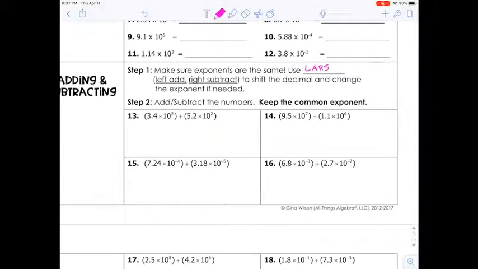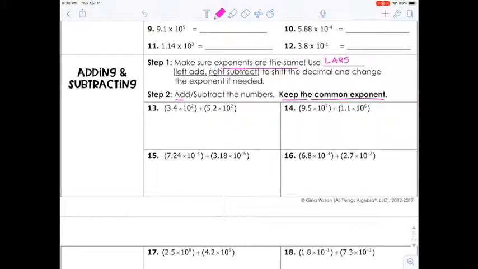I can tell you how to do it, and maybe after I show you how to do it, you can figure out what this whole LARS thing is, but I would rather just solve the problem. So basically, all you need to know out of this is that the exponents have to be the same. And then step 2, add and subtract the numbers and keep the common exponent. So with adding and subtracting, and only with adding and subtracting, the exponents have to be the same, okay?